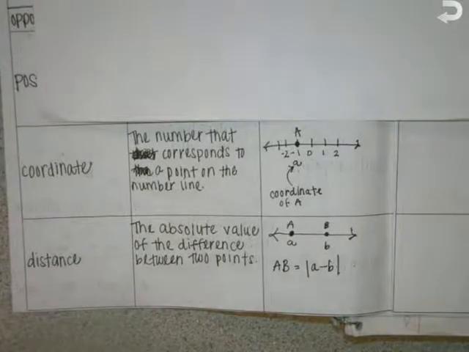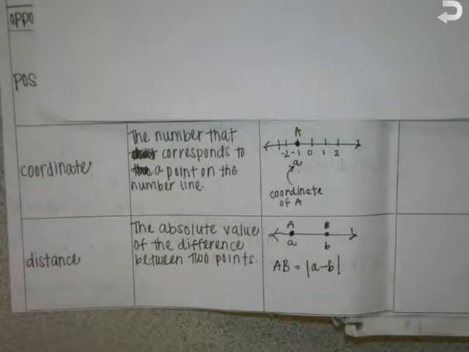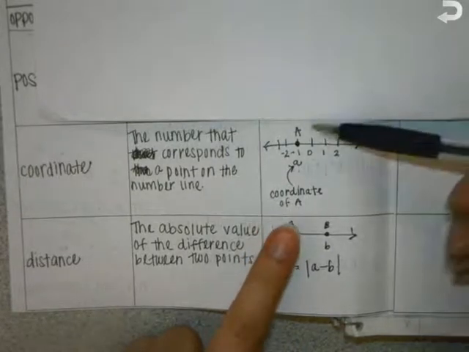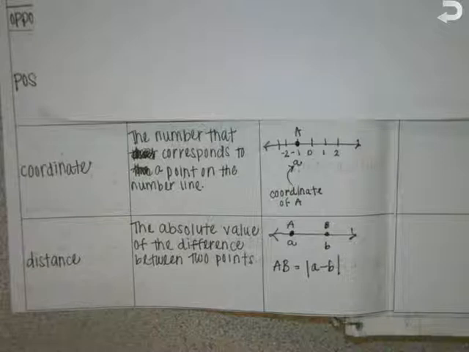Alright, let's look at our first vocabulary, guys. We have coordinates, okay? That's the number that corresponds to a point on a number line. So if you look at our example here, we have the coordinate of A right there. That's the point. It's sometimes a variable like A, for example, but normally it's given as a value like -1. So be aware that there are two different values for the coordinate of A.